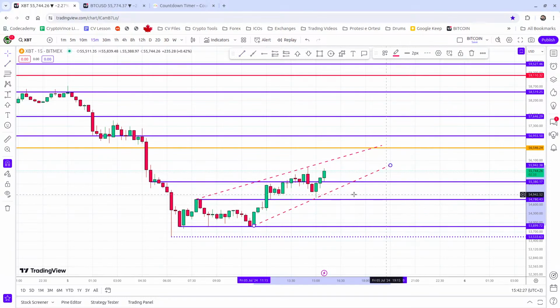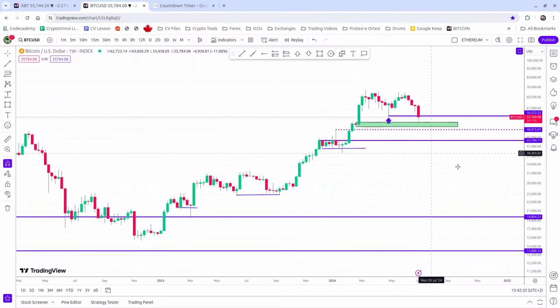Usually this is bearish, so it might just be a correction up to 56.95. As I say, which is the level that we have to look for on the weekly.